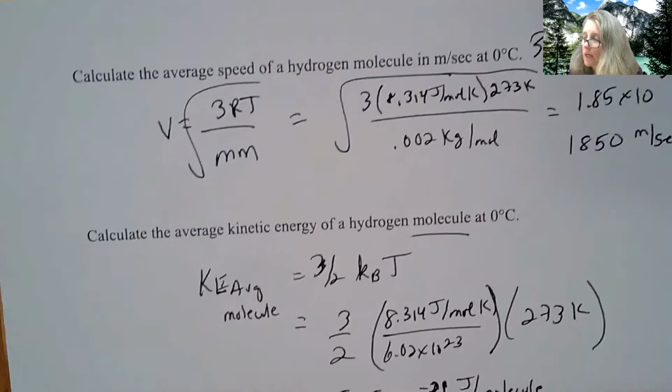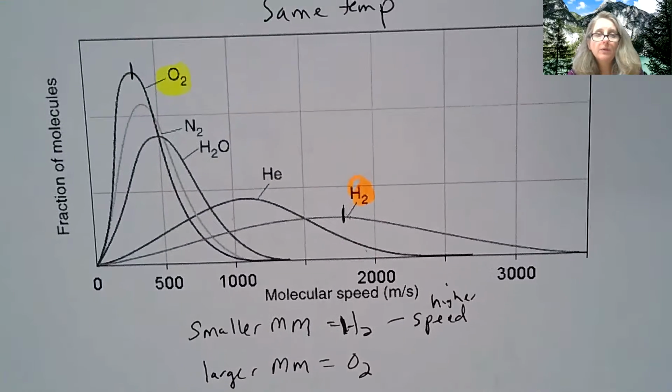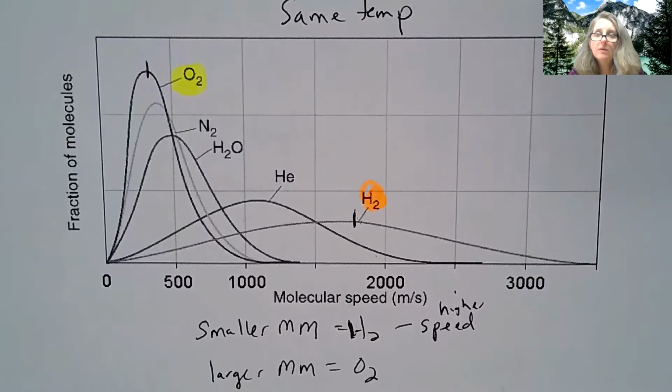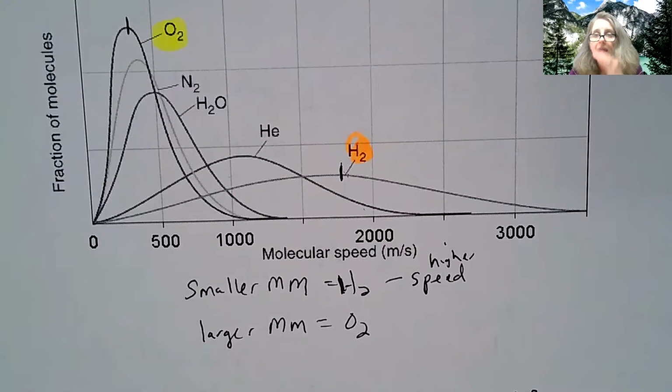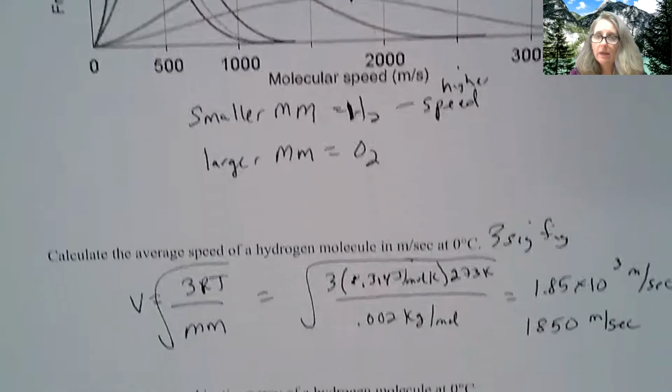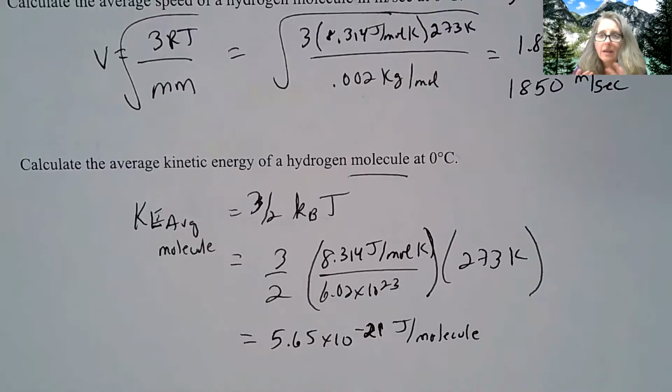So again, keep in mind with Boltzmann distribution, just the relationship between mass and how quickly that particle is going to go. So we kind of alluded to that a little bit in Graham's law as well.